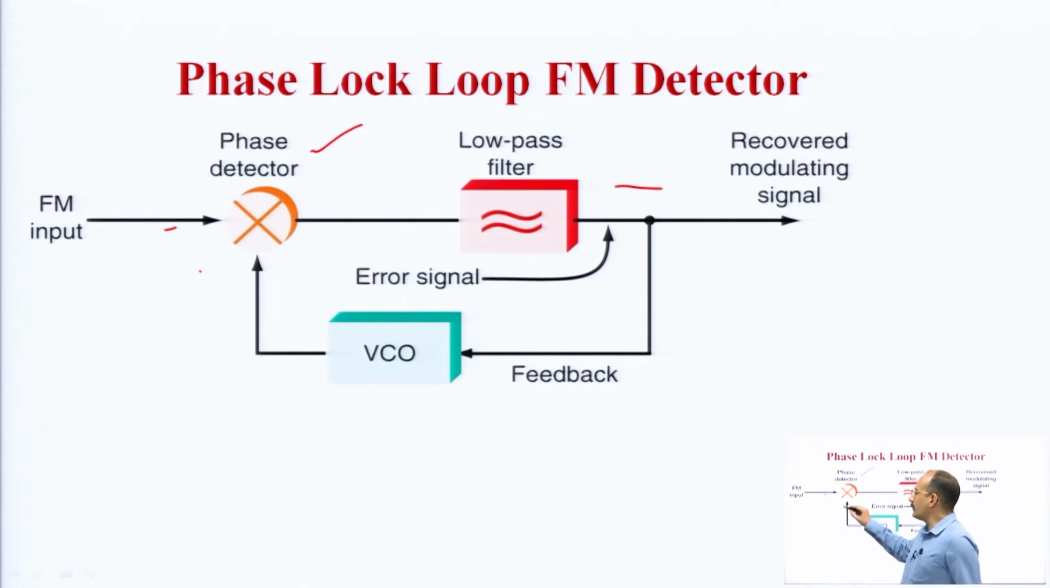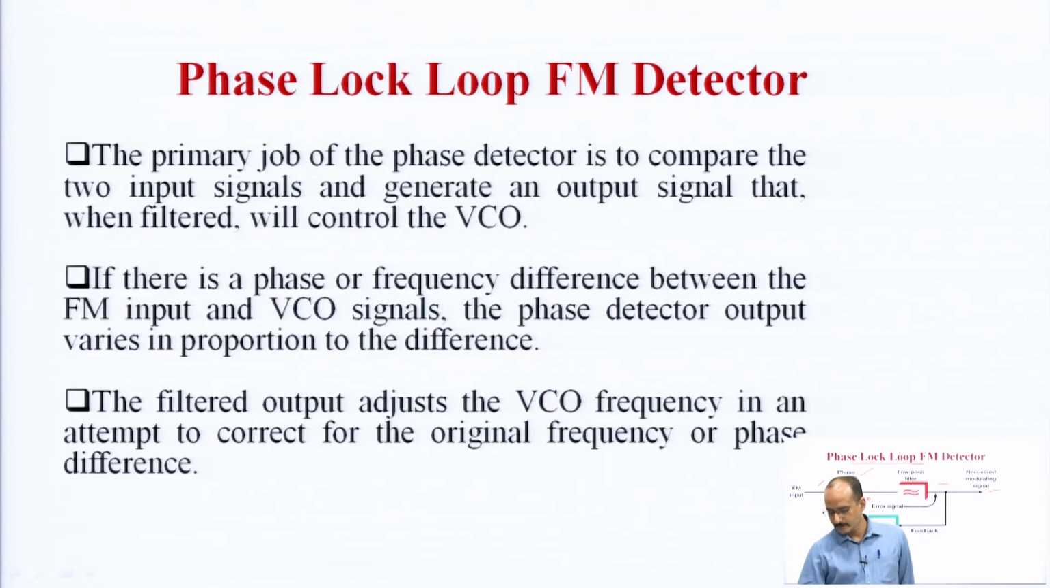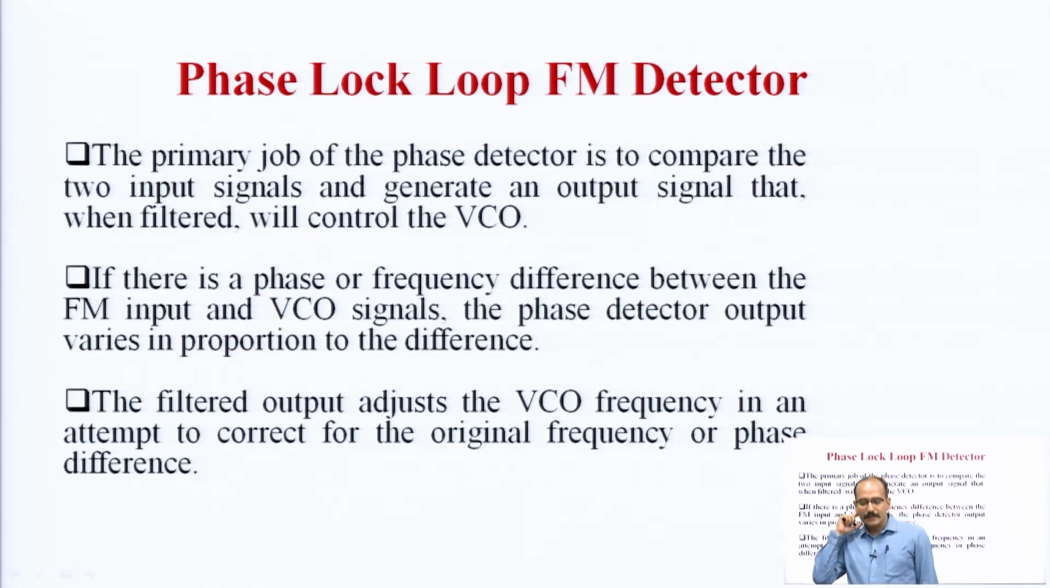That process continues till this complete block comes into the situation known as phase lock loop, in which the phase values of the FM input and the VCO output are the same, and we are getting a 0 error signal. This condition is called the phase lock loop condition. In this situation, the original signal is directly passing through the low pass filter, and we are getting the recovered modulating signal.